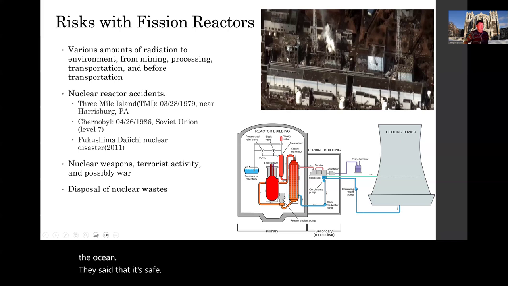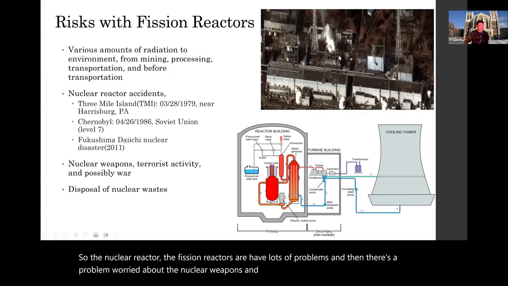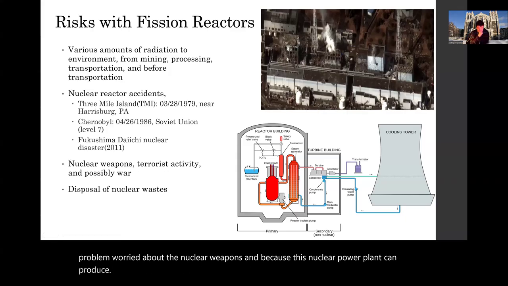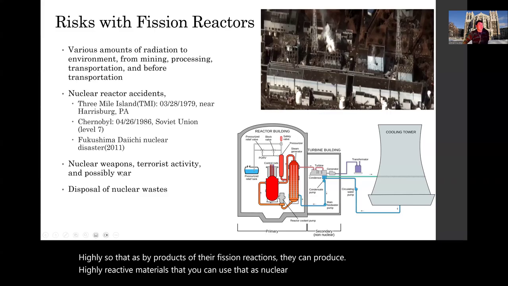So nuclear fission reactors have lots of problems. There's also the worry about nuclear weapons, because a nuclear power plant can produce things like plutonium as a byproduct of the fission reactions, highly reactive material that you can use for nuclear bombs. And there's also the disposal of nuclear waste. Those could be huge problems.